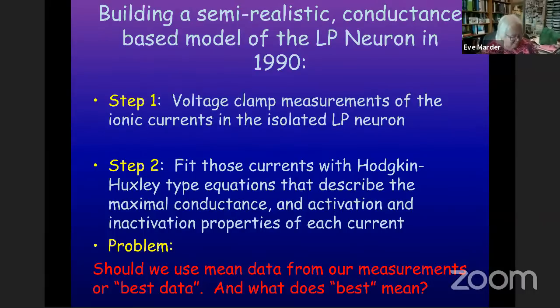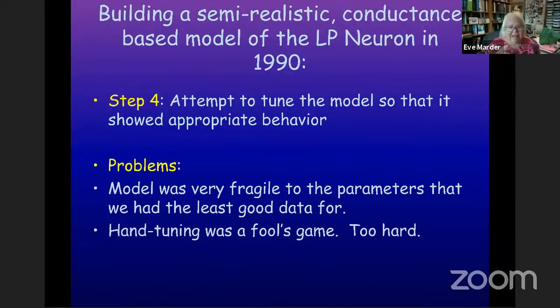I should say there was a prejudice in the biophysics at the time that the best measurements would be the fastest and the biggest, but I wasn't sure that was really true. And so we actually didn't know how to think about the problem of whether to use mean data or best data. In building this model, we actually did a bit of both. But I want to come back to this issue of mean data in a minute.